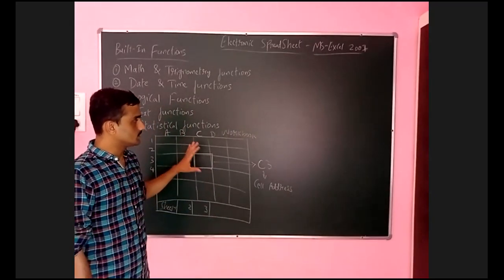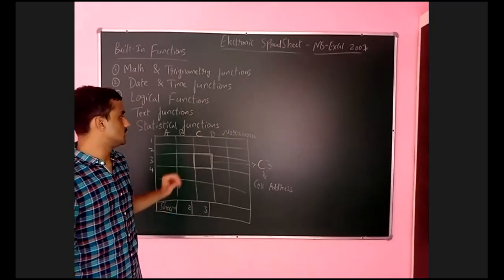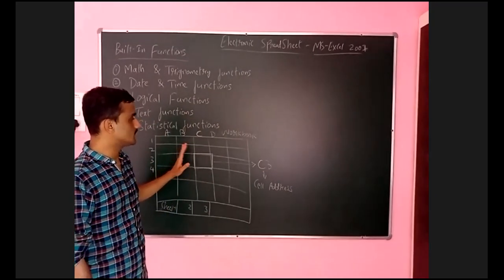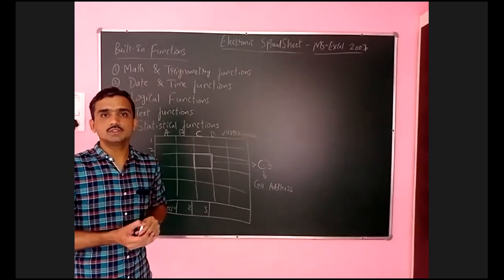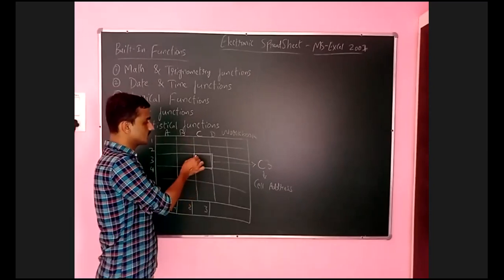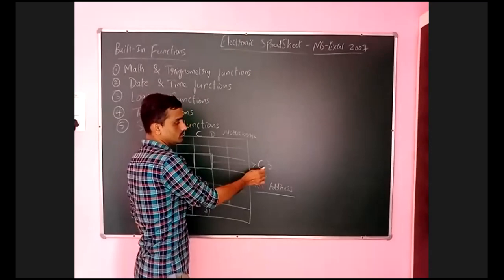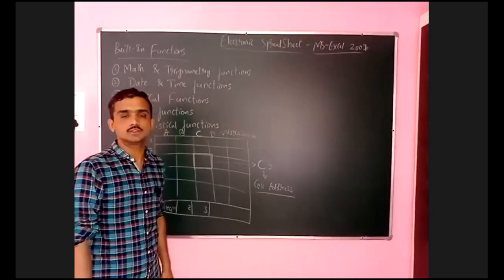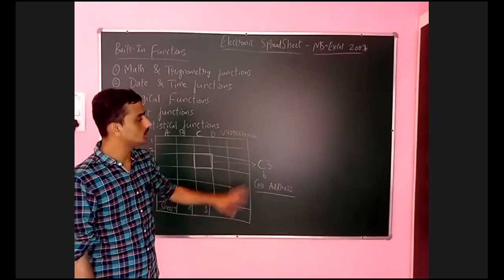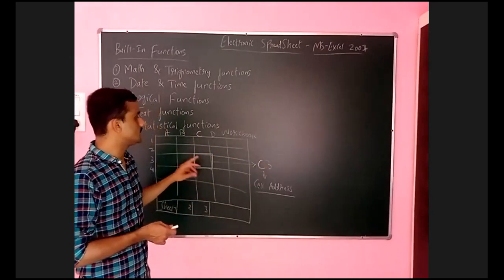So Excel contains a workbook, which contains worksheets. One worksheet is arranged in rows and columns format. A cell is the intersection of a row and a column, and if you want to refer to the cell, it is called a cell address. You have to first write the column name, then the row number. It's not row and column, it is column and row. C is the column name, 3 is the row number, and you can enter the data here.